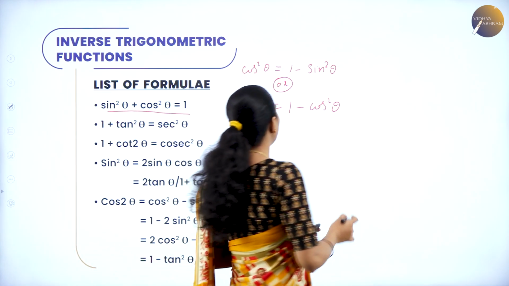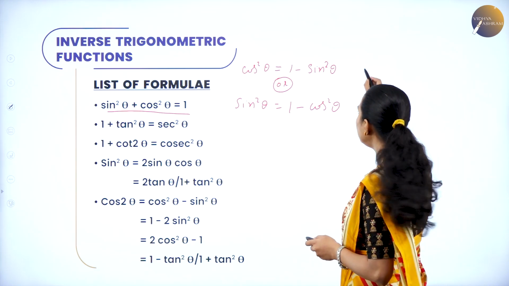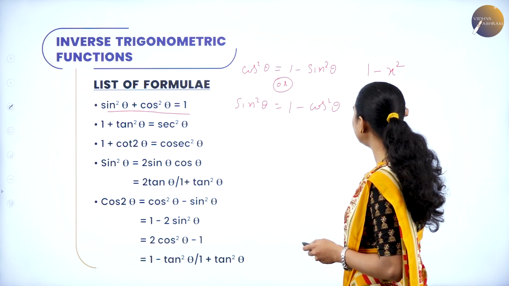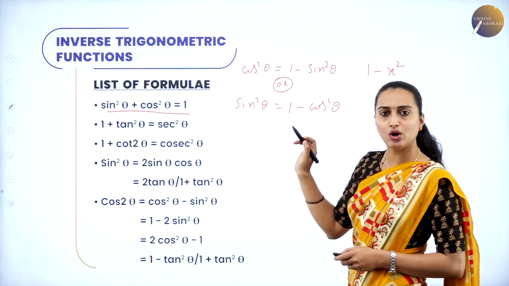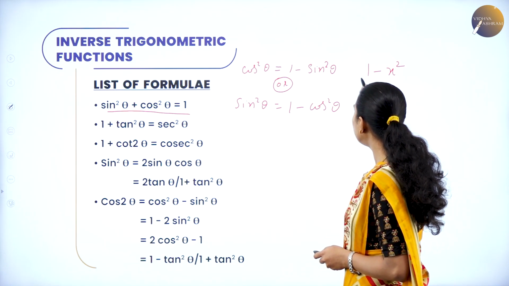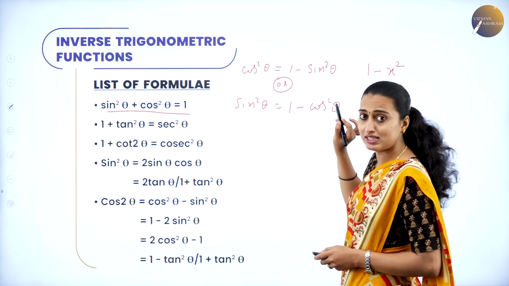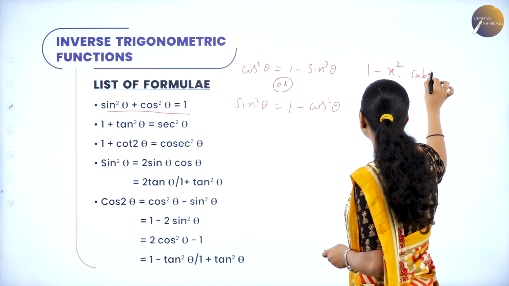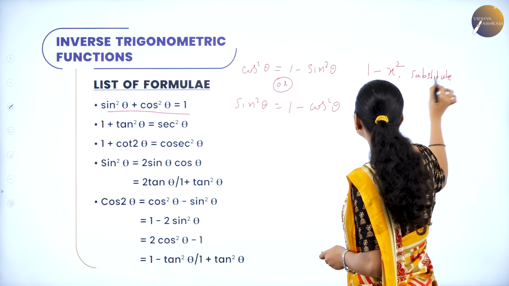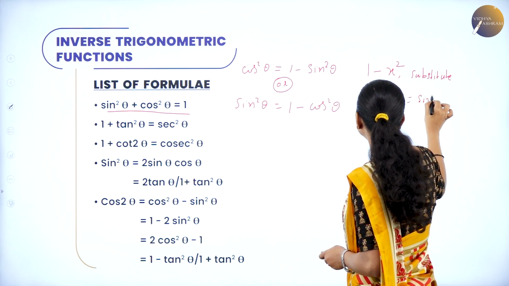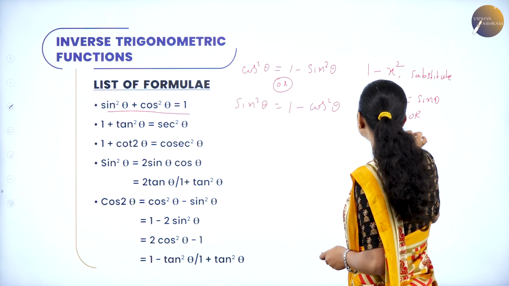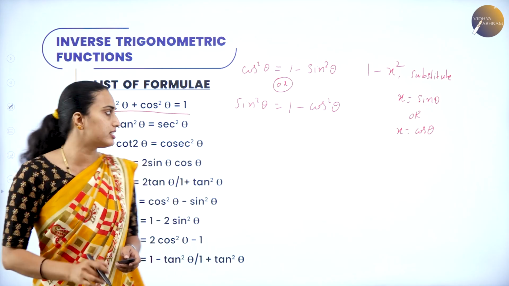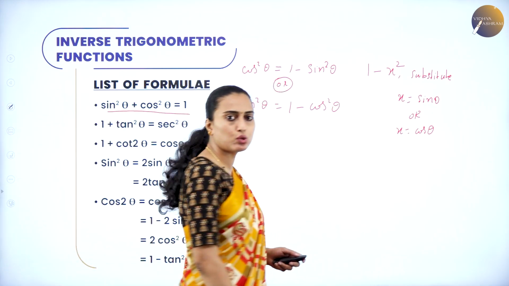So if you have it in the form of 1 minus x squared, in place of x I can take sine, or in place of x I can take cos. So if you have it in terms of 1 minus x squared, you are going to substitute x is equal to sine theta or x is equal to cos theta. This is the substitution you are going to take whenever it is in the form of 1 minus x squared. Are you getting?